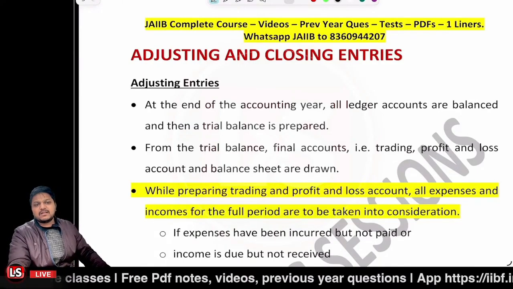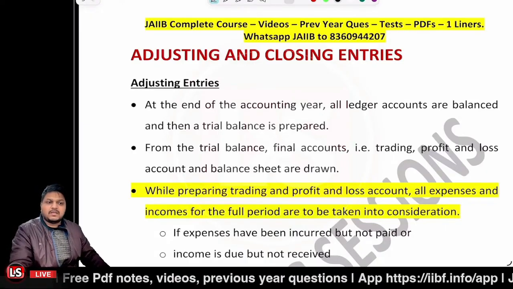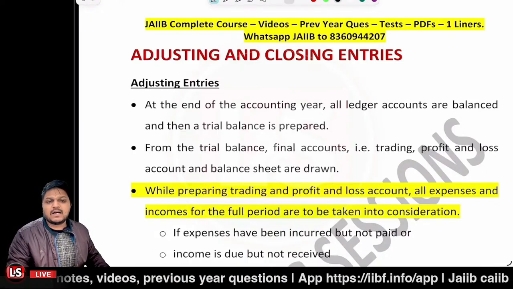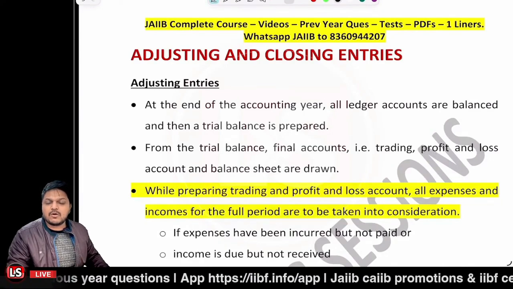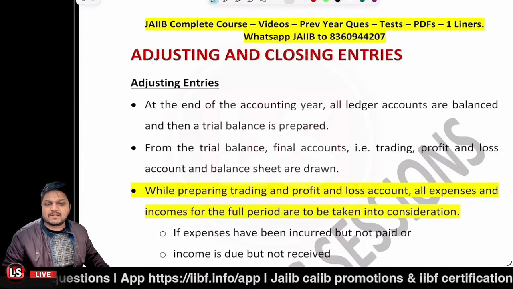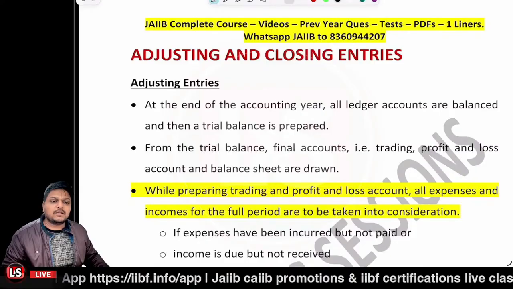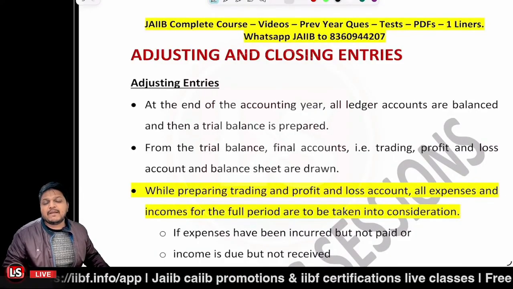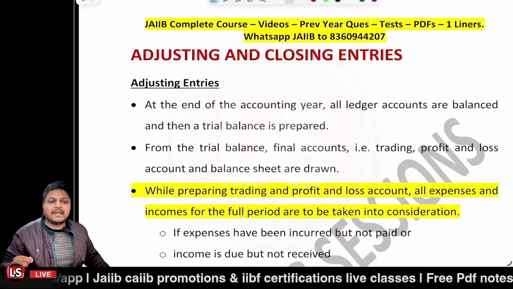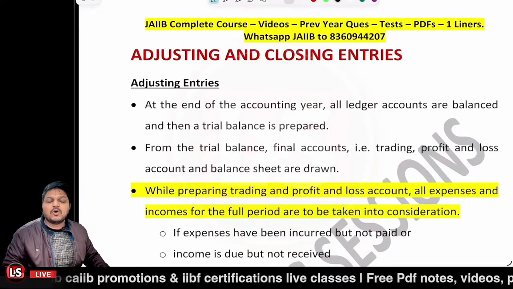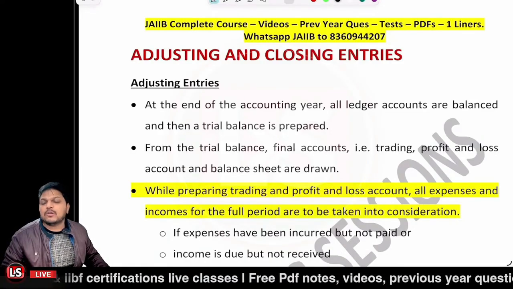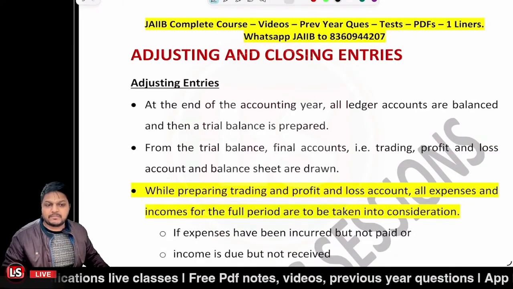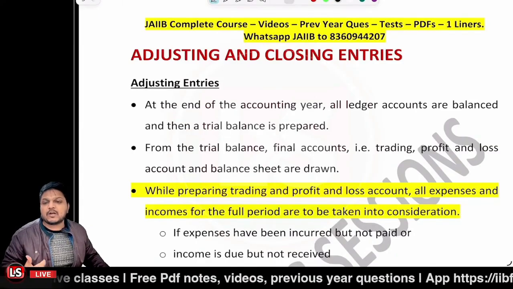See, whenever the accounting year ends, all the ledger balances are balanced. Whatsoever the ledger balances are there, those all are balanced. After that, you prepare the trial balance, and from the trial balance we prepare the final accounts, right? And when we prepare the trading account and profit and loss account, all the incomes and all the expenses are to be considered in full for that particular accounting period.